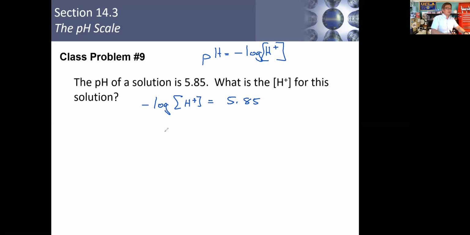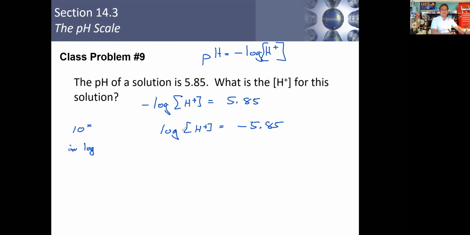So the log of the hydrogen ion concentration is negative 5.85. Now you're going to use the inverse log. Usually the inverse log is a second function key on many of these calculators. On my TI-84, it's a second function, and you'll see it as 10 to the x. You'll see it as inverse log on older calculators. But again, it would be a second function key. That's what you have to do.